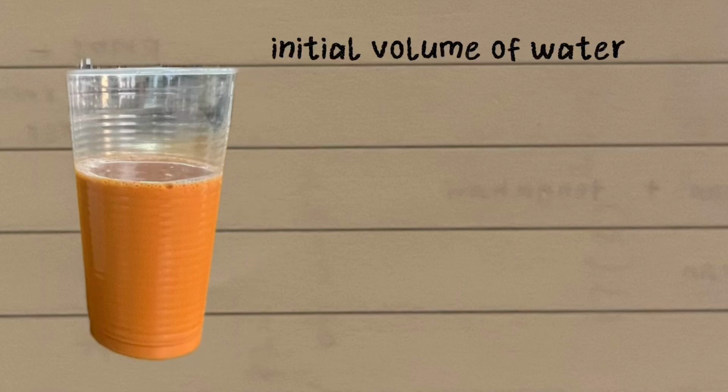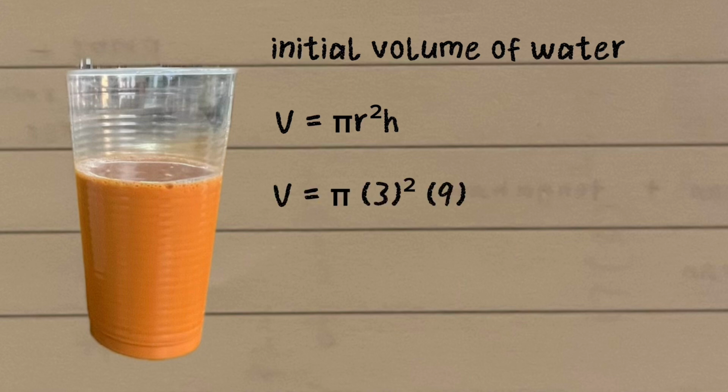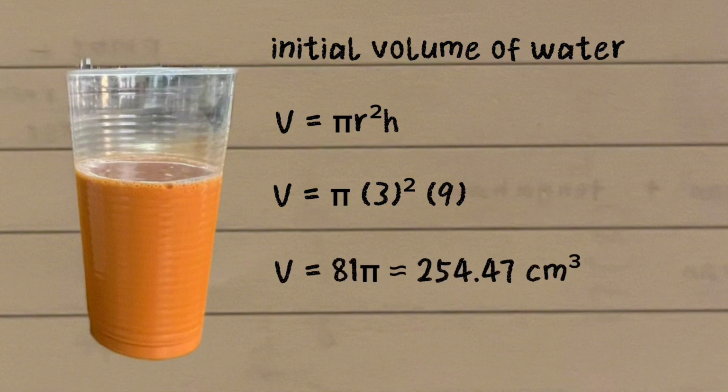To calculate the initial volume of water, substitute the values inside the formula of the volume of a cylinder, which is pi r squared h, where h is equal to the depth of the water. By multiplying pi times 3 squared times 9, we get the initial volume of water, which is 81 pi, that is approximately equal to 254.47 cm cubed.